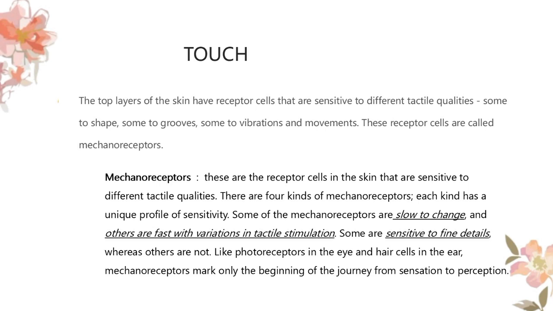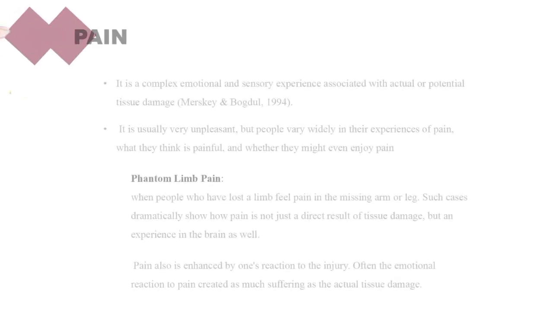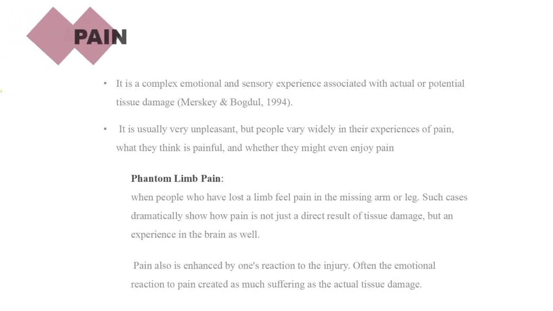Some of the mechanoreceptors are slow to change, and others are fast with variations in tactile stimulation. Some are sensitive to fine details, whereas others are not. Like photoreceptors in the eye and hair cells in the ear, mechanoreceptors mark only the beginning of the journey from sensation to perception. Pain. It is a complex emotional and sensory experience associated with actual or potential tissue damage.